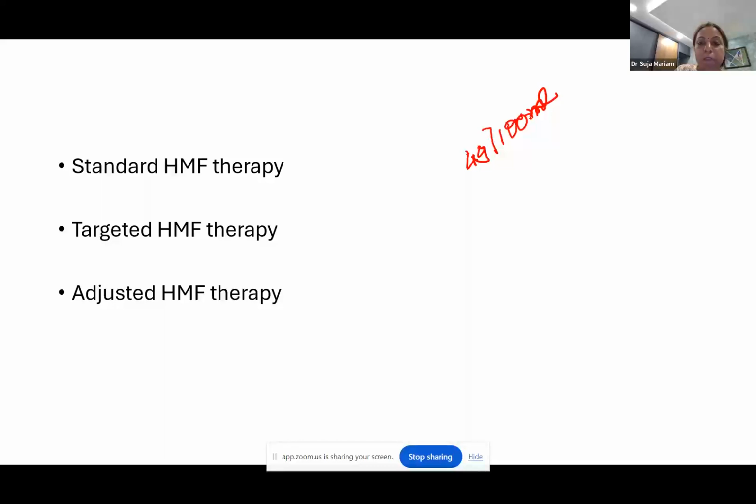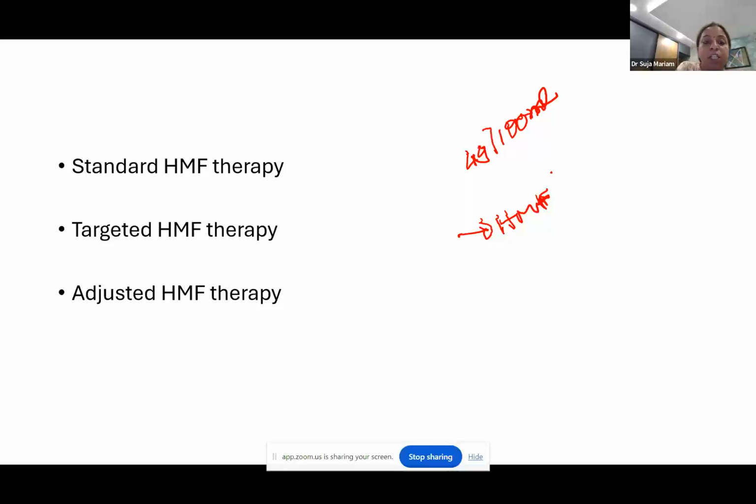Once a baby is on 100 ml of feeds. What is targeted HMF therapy? You will make HMF and you will measure using spectroscopy. You will measure the protein content of the milk. You will increase the HMF concentration until a baby is able to receive 4 gram per kg per day of protein. So, if the mother's milk is dilute, you will be adding more HMF so that the baby ultimately receives 4 gram of protein per kg per day.